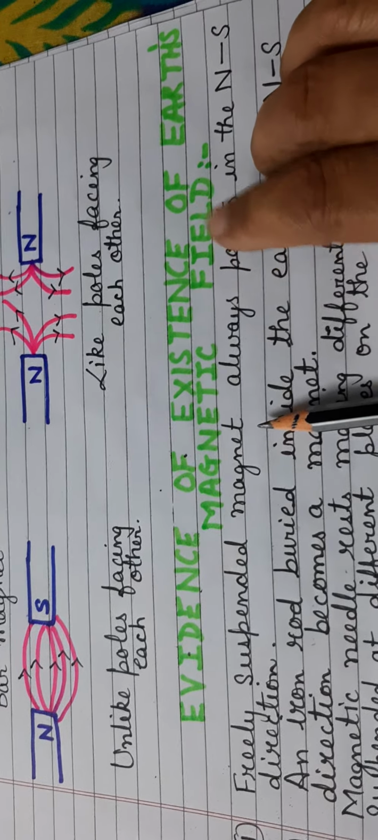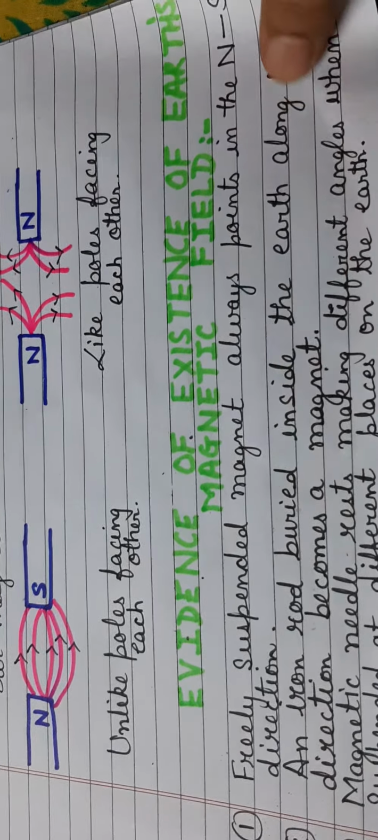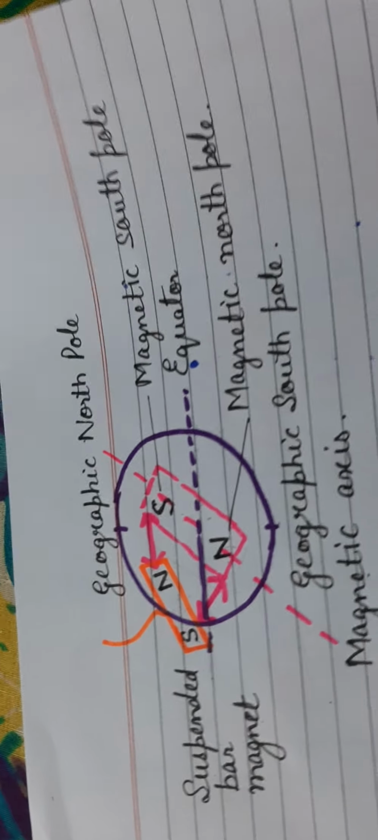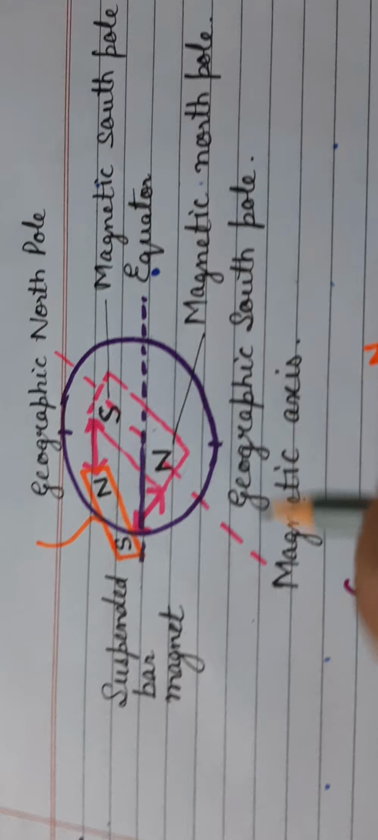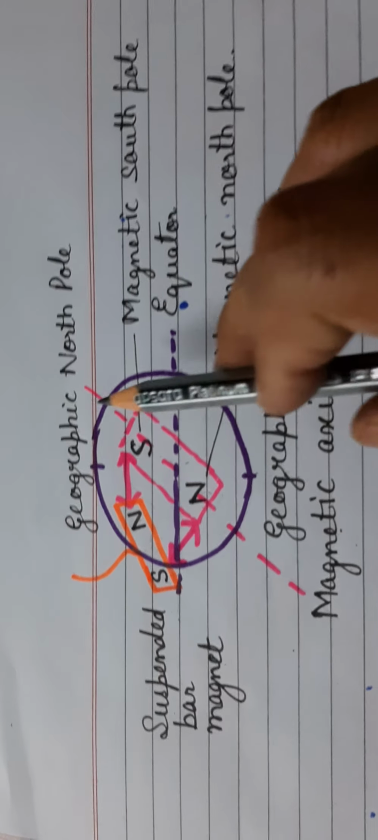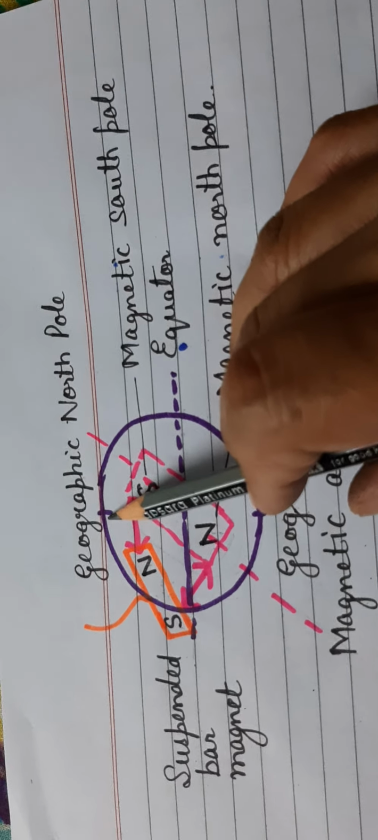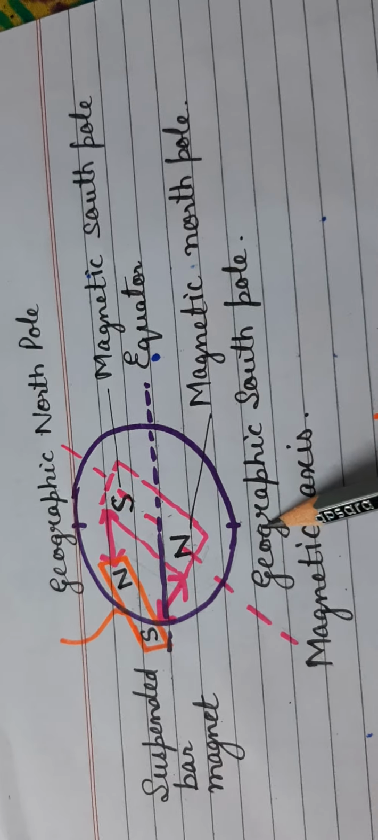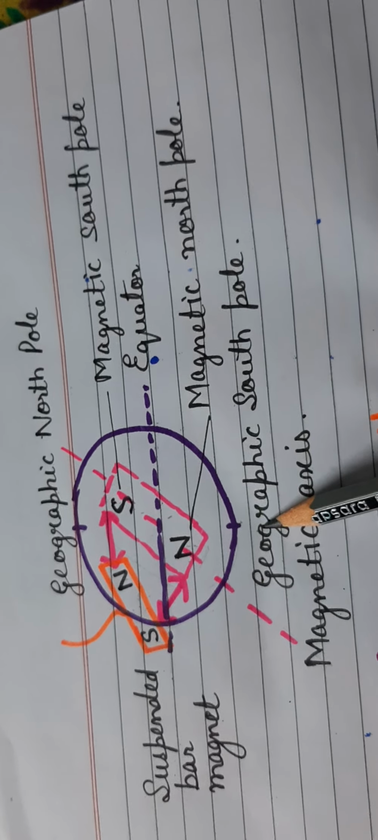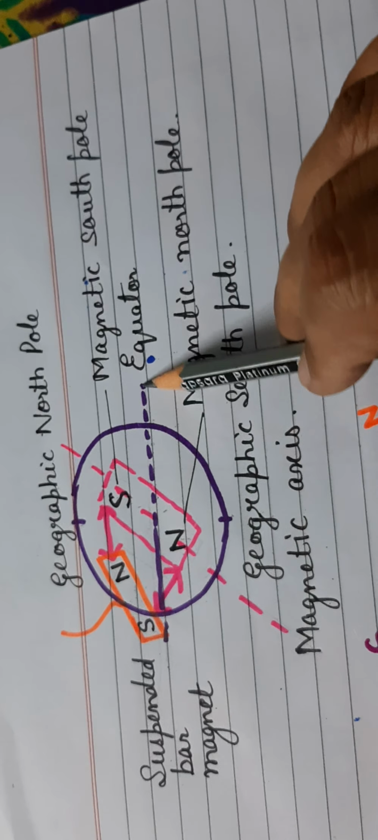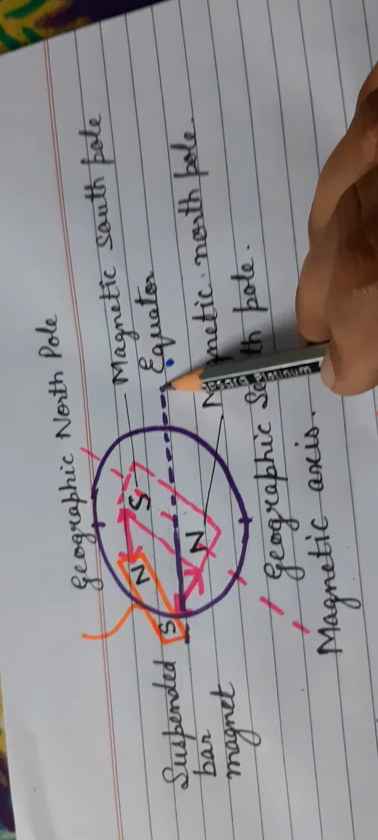And in order to understand the first evidence in a better way, I have drawn a diagram for you, children, and I want you to be very careful as I explain certain important points here. You can see I've drawn the earth, right? The figure of the earth. This is the geographic north pole of the earth, and this is the geographic south pole of the earth, and this is the equator of the earth, right? You are already aware of this.